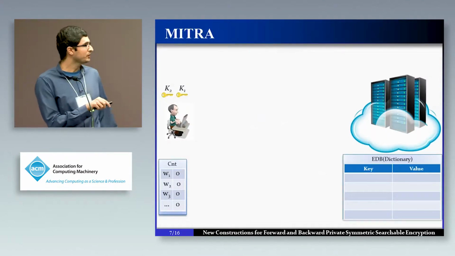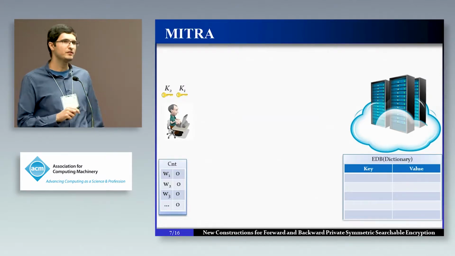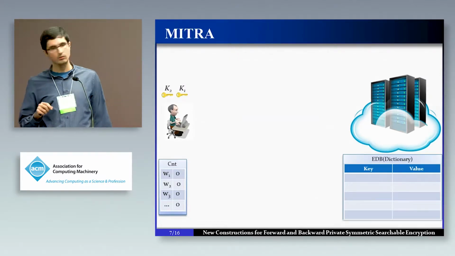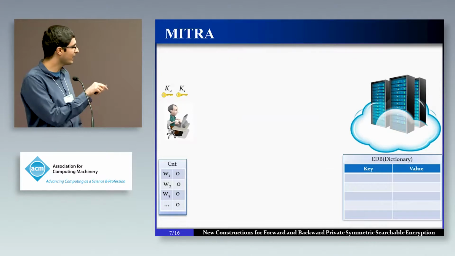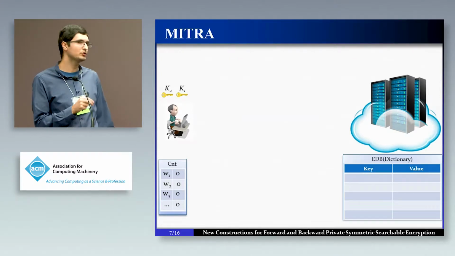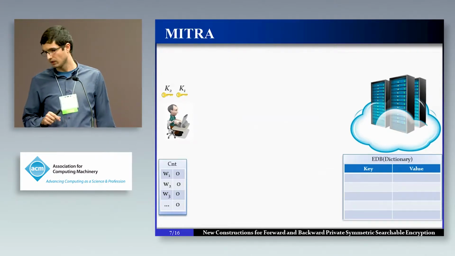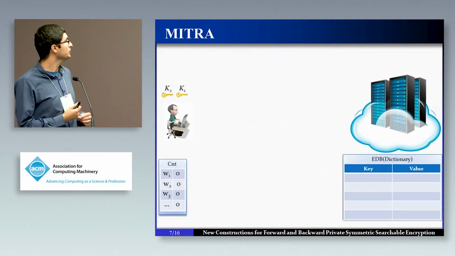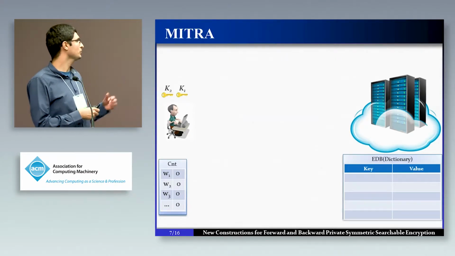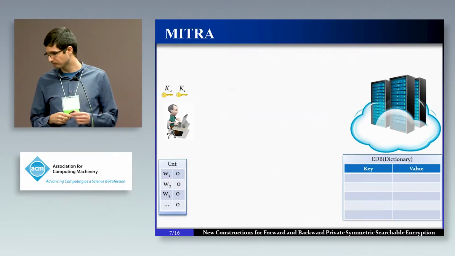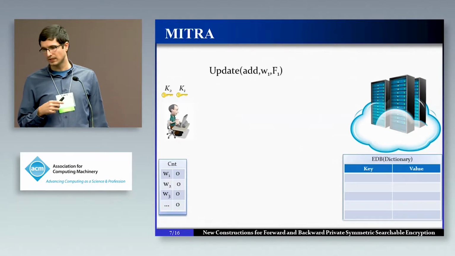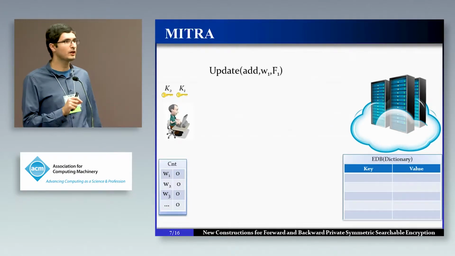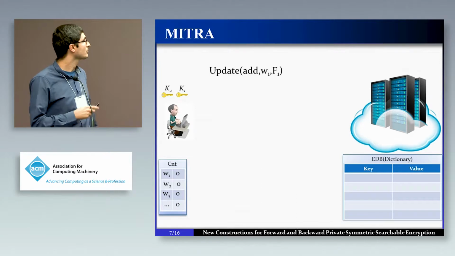MITRA is using a dictionary at the server to store key-value pairs. Furthermore, it has an array at the client to store a counter for each keyword. There are 2 keys, K1 and K2, which are used by the client for encryptions. Now suppose that we want to add keyword W1 to file F1.